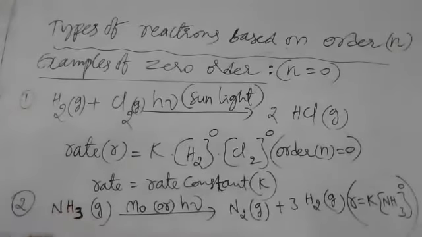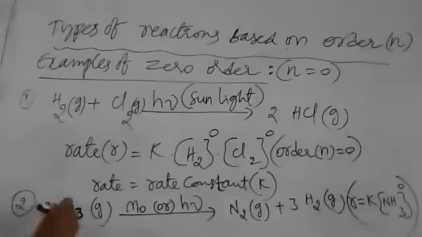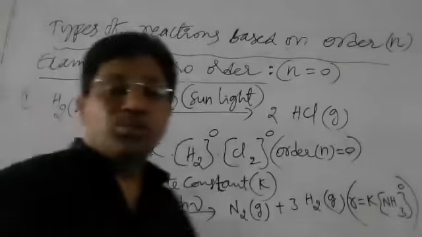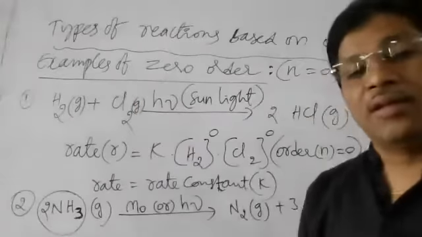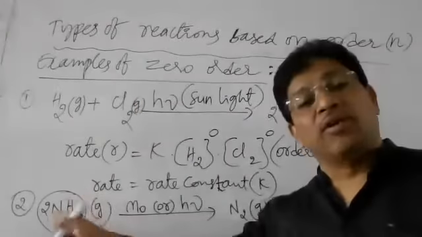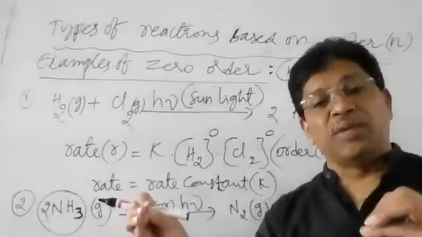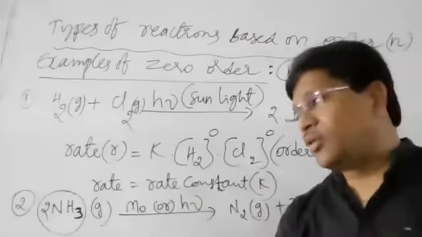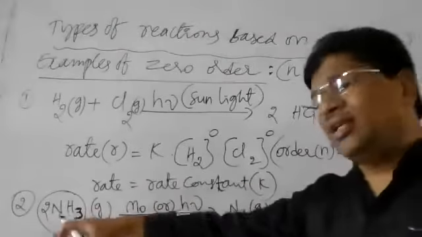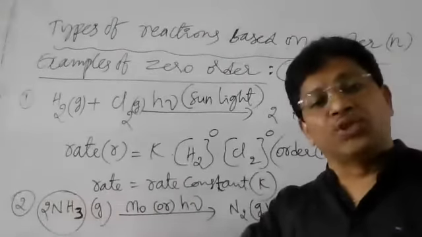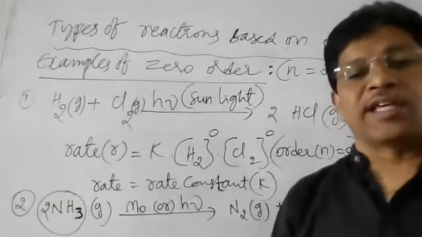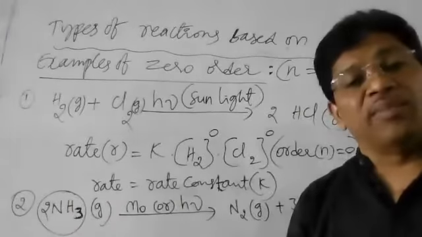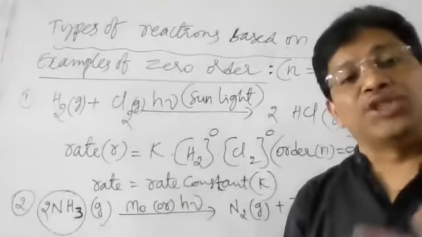So 2 moles of NH3, two molecules of NH3 colliding with each other. So the molecularity of this reaction is 2. It is a bimolecular reaction. Bimolecular reaction means what? The molecularity is 2 here.